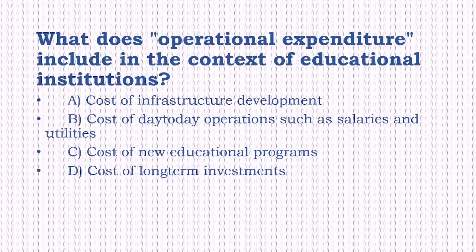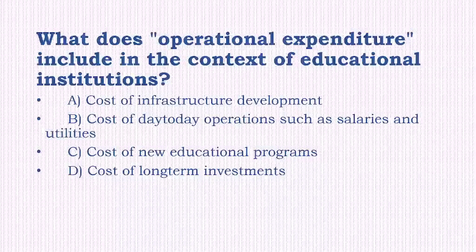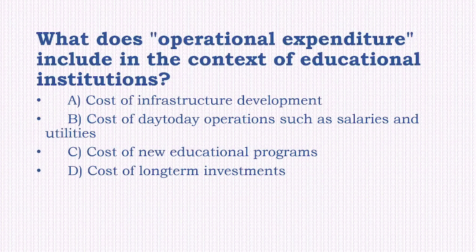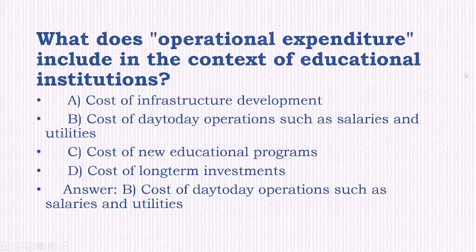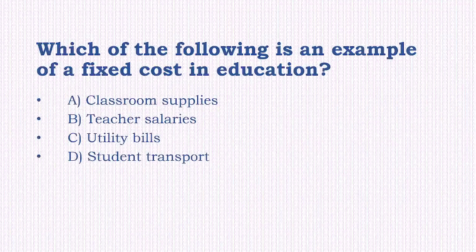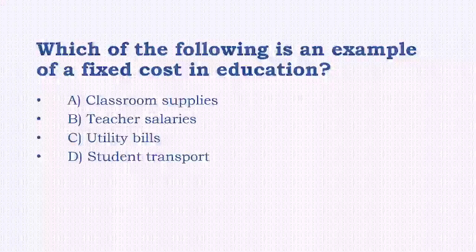What does operational expenditure include in an educational institution? Options: cost of infrastructure development, cost of day-to-day operation such as salaries and utilities, cost of new educational programs, cost of long-term investment. Answer of this question is option B, that is cost of day-to-day operation such as salaries and utilities.